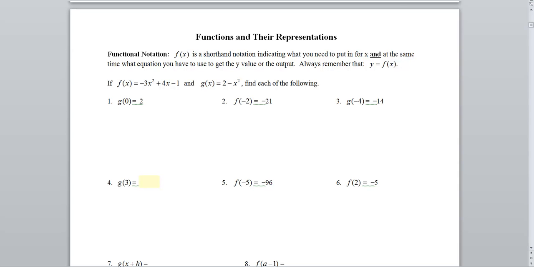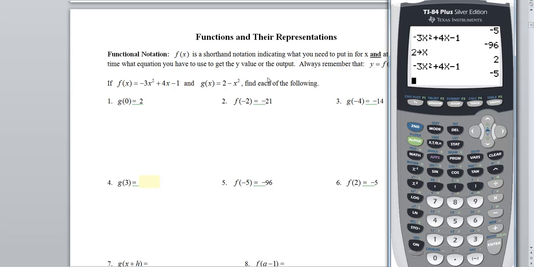Now let me get my calculator. I need to store in negative 4. That's my first job. Type in my function 2 minus x squared and hit enter. And there's my negative 14.